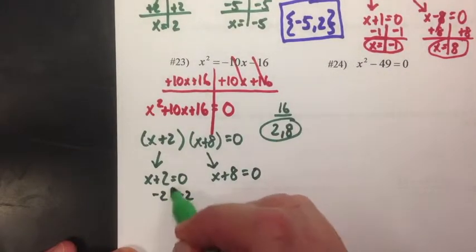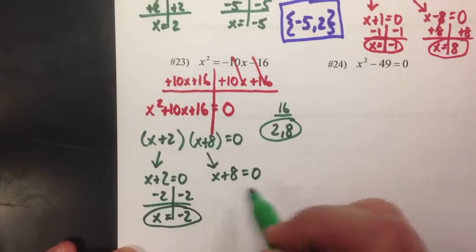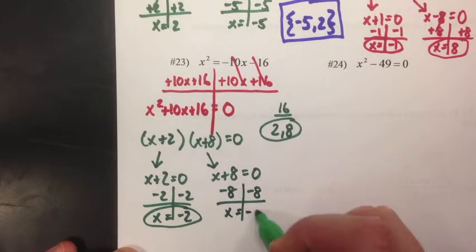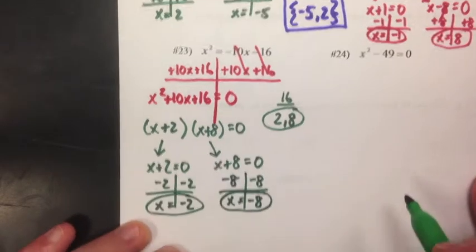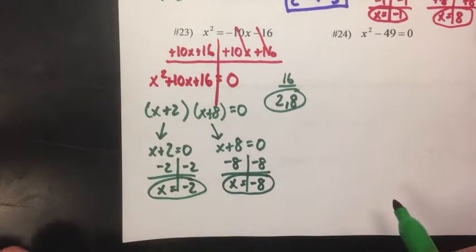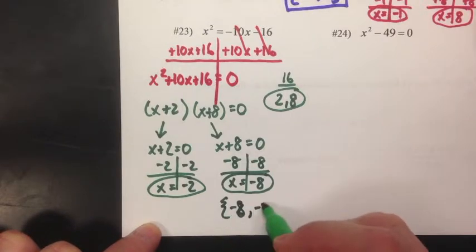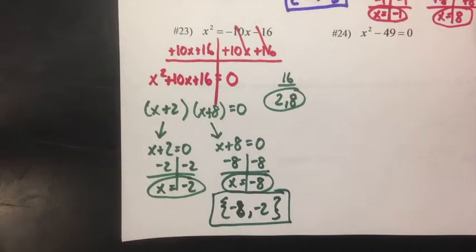Minus 2 minus 2. We get x equals negative 2. And then minus 8 minus 8. We get x equals negative 8. And we're good. That's our answer. If you check it, you'll see that it works. Negative 8 and negative 2. There's my solution right there.